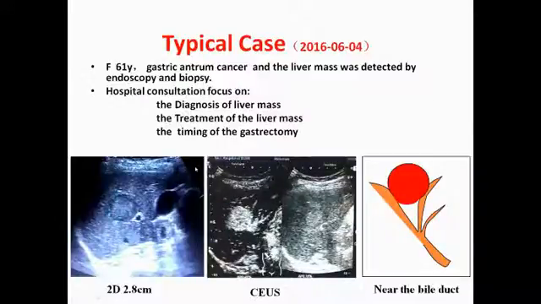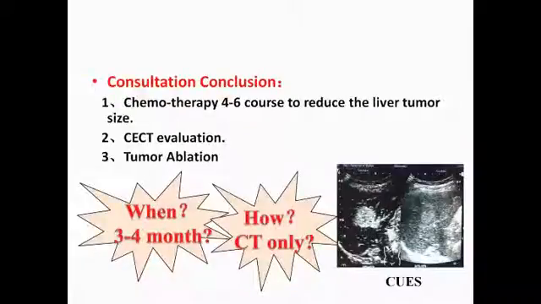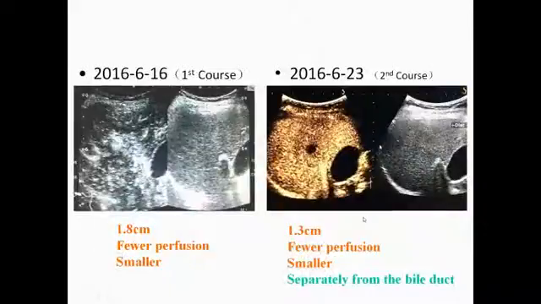For this patient, we can see the tumor is very close to the bile duct. So if the big tumor is ablated, the bile duct may be damaged. So by the conclusion, we should wait for 3 or 4 months for the chemotherapy, and how to monitor the chemotherapy effect? If only by CT, so we used contrast ultrasound.